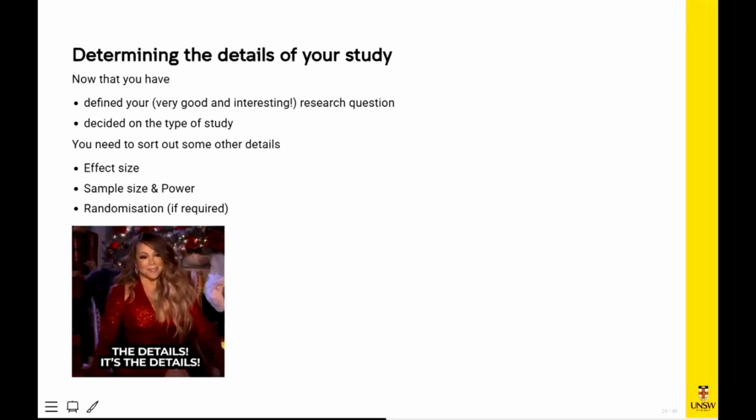So we've defined a really good and really interesting research question, which is going to add new and novel knowledge to our substantive area. We've decided on the type of study that we want to do. Now we need to focus on some details. And Mariah is reminding us that we need to focus on effect size, sample size, and power. And we might need to deal with randomization, particularly if we're doing a manipulative experiment.